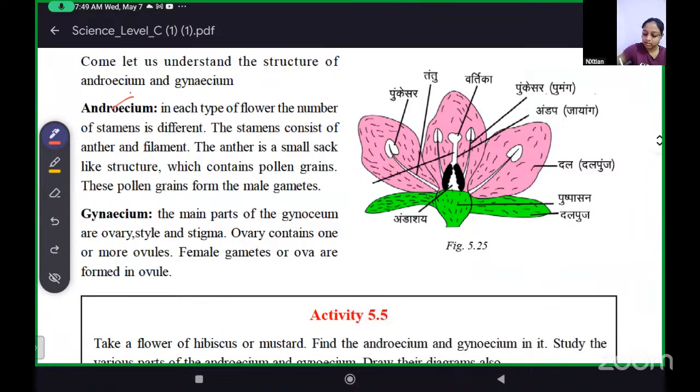It's also called stamen. And gynoecium is also called pistil. Androecium and gynoecium are the scientific names, but in general, androecium we call it stamen. Now, stamen has two things, anther and filament. While gynoecium we call it pistil, and pistil has three things: ovary, style, and stigma.